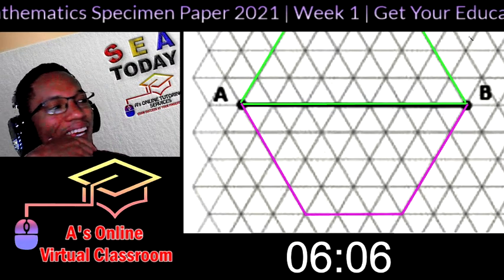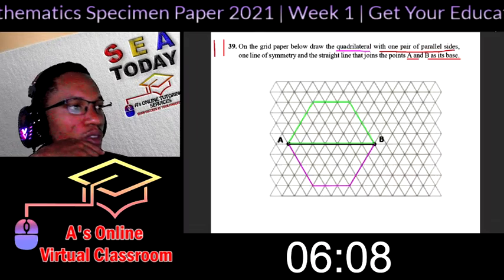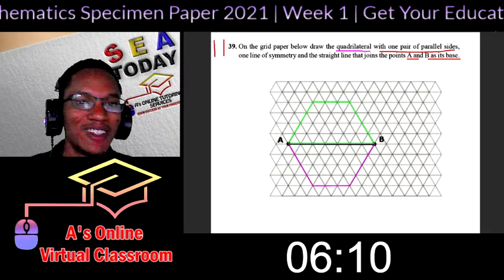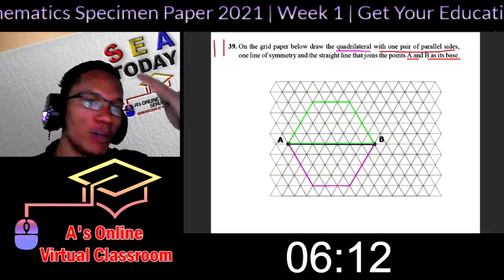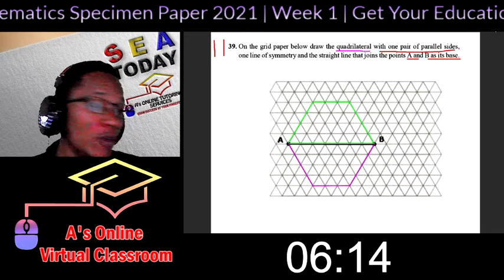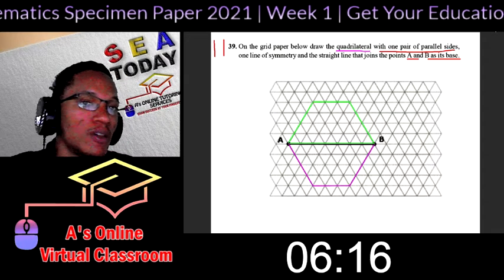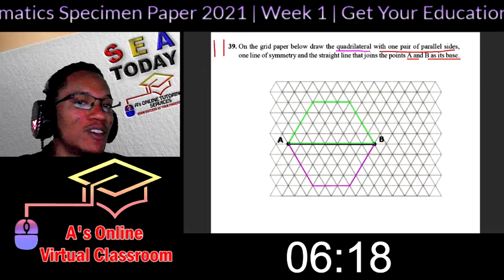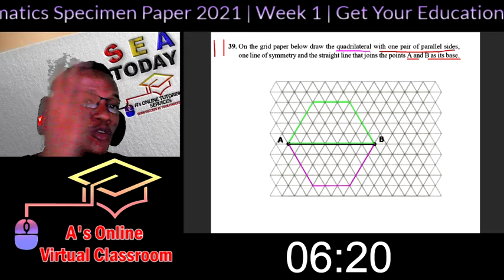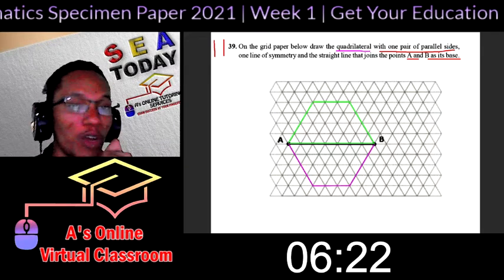Now line AB is a line of symmetry. So we have the same image on top and on the bottom, and we basically have a brand new shape. It's no longer a quadrilateral, right? A quadrilateral has 4 sides. This has more than 4.